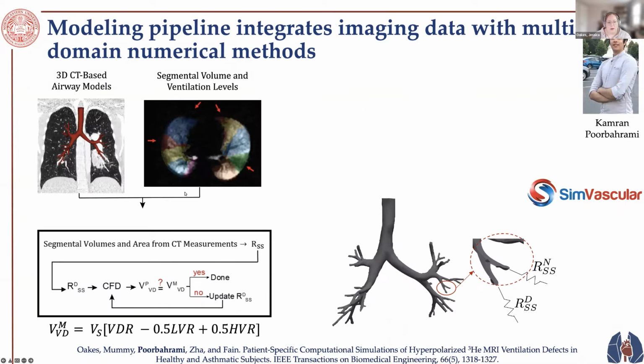As I mentioned before, we leverage the CT data to build the 3D geometry, and we leverage the MRI to prescribe boundary conditions. Once we have the 3D models and we run the simulations, we're interested in the gas distribution at the distal airways, because we can't measure it in vivo. So we're leveraging the ventilation defects in order to prescribe these resistances. We iterate on the resistances until we get the ventilation defects that are measured in the clinic.